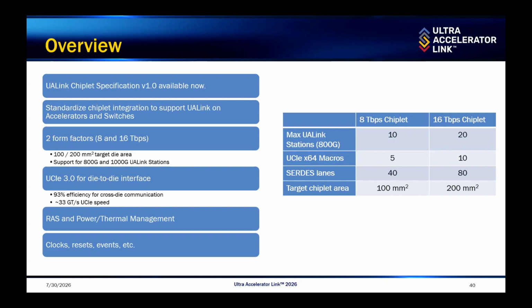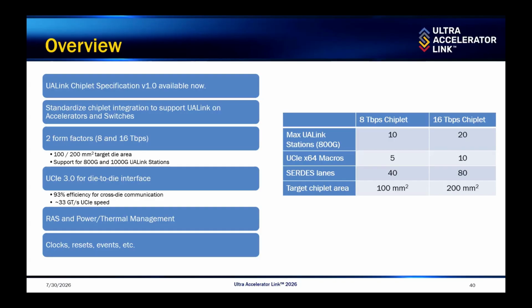If you break that down a little bit further, if you remember from Derek's presentation, UALink is often found in stations, and so it's really a 10 and 20 station chiplet. And then you can see in this table some of the other factors, but basically think of it as 8 terabytes and 100 millimeters, and 16 terabytes and 200 millimeters. Now those are target areas. We don't have any implementations that are public yet, so we don't have any real numbers, but that's what we're targeting, so people get an idea of what the sizes might be.